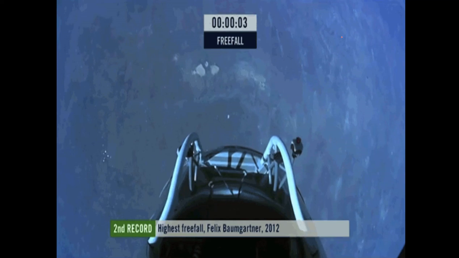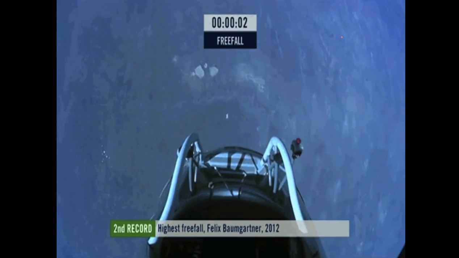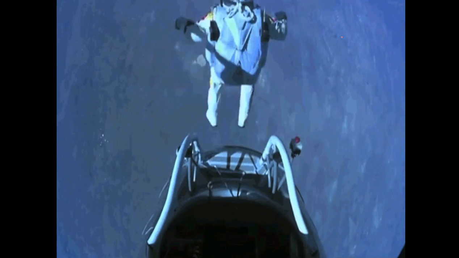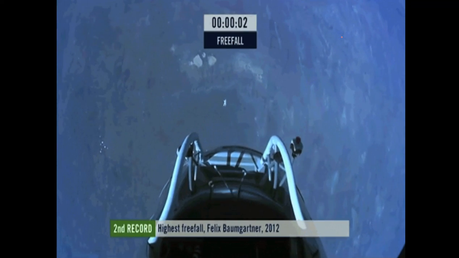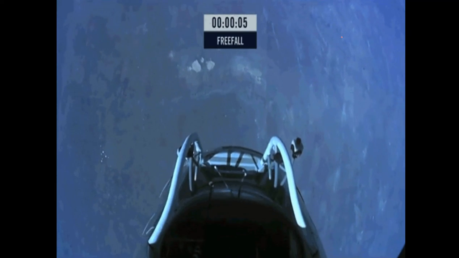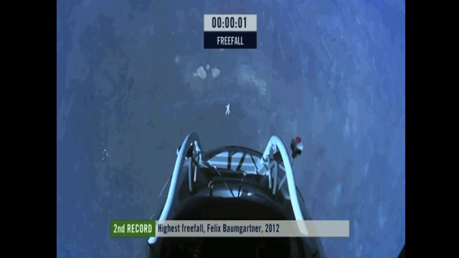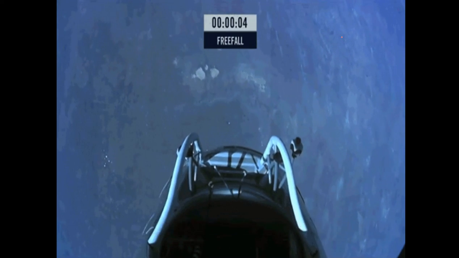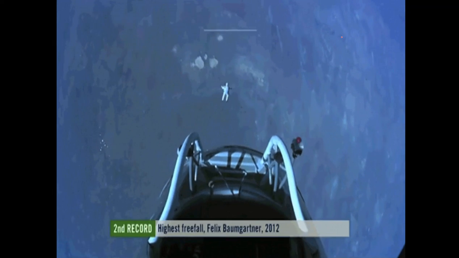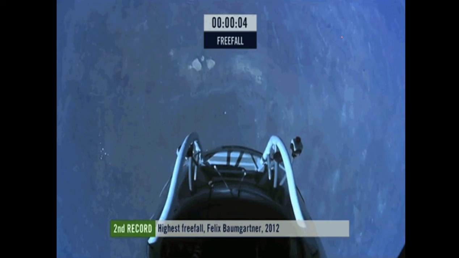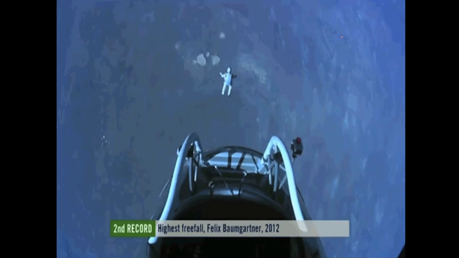So if you didn't know who this man is, he's called Felix Baumgartner. He ended up breaking the record for the highest free fall ever. Also, a few other records he broke are things like the fastest speed, breaking the sound barrier without any sort of device or automobile or rocket.